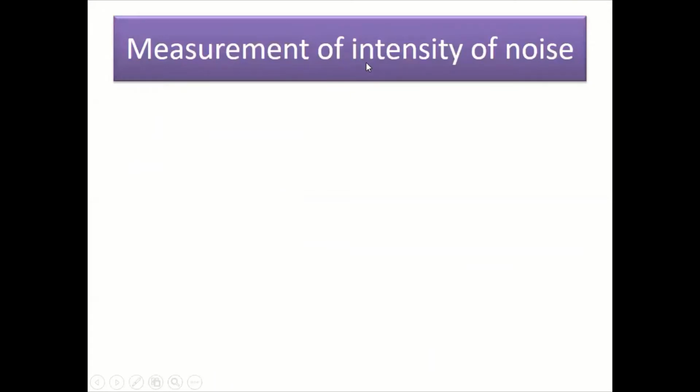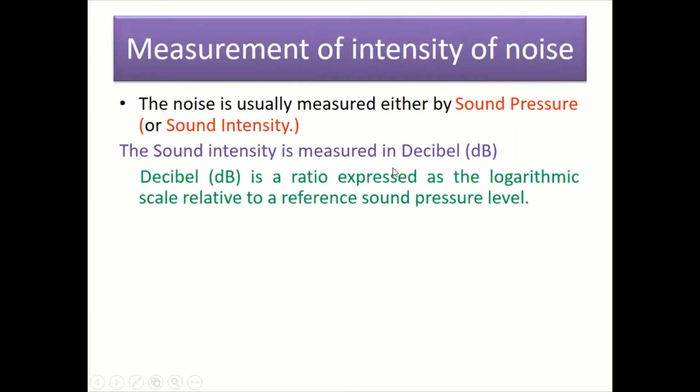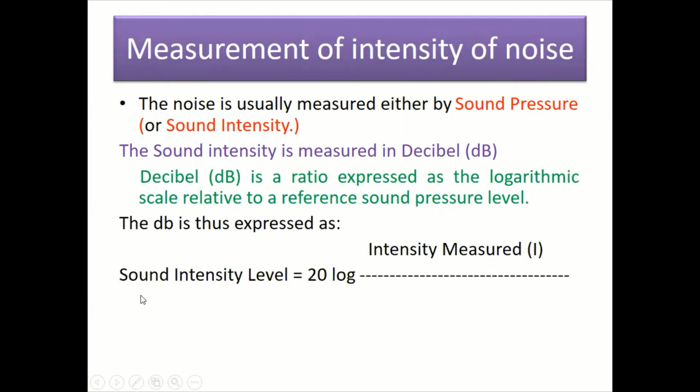So measurement of the intensity of the noise. Noise is usually measured either by sound pressure or sound intensity. The sound intensity is measured in decibel, dB. So the unit of noise is simply the decibel. Decibel is the ratio expressed on a logarithmic scale relative to a reference sound pressure level. The dB is thus expressed as intensity measured. The sound intensity level is 20 log of 10. The reference intensity is I0. Then dB is equal to 20 log of I divided by I0.